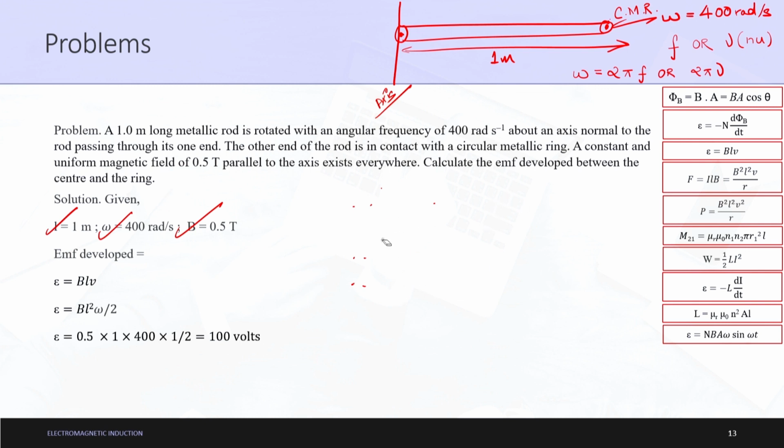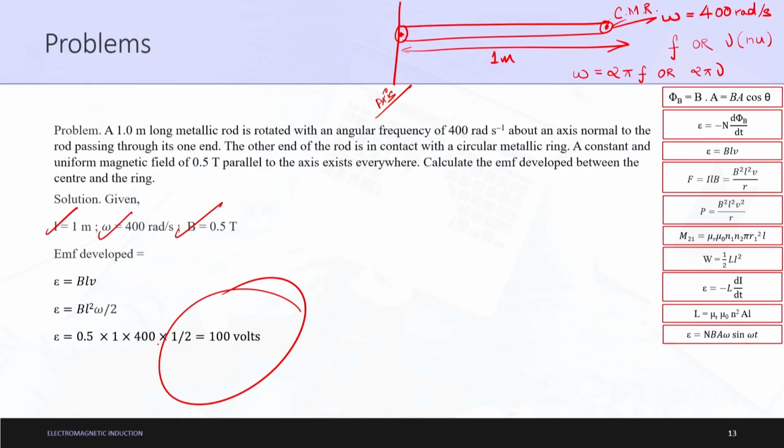Please make sure that BLV can't be used here, B omega L square by 2 has to be used, because the rotational effect is included here. There is no straight line movement. Let us say this is the conductor and the area is contracting. This is not a simple case, it is a case in which the velocity is in this direction, because it is rotating, that is why the formula will differ. So, finally calculating it mathematically, we get the epsilon value as 100 volts.